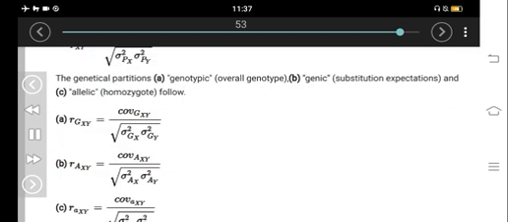Sources of phenotypic correlation. The first example is the unpartitioned phenotype. The general partitions, A, genotypic, overall genotype; B, genic, substitution expectations; and C, allelic, homozygote, follow. With an appropriately designed experiment, a non-genetical environment partition could be obtained also.